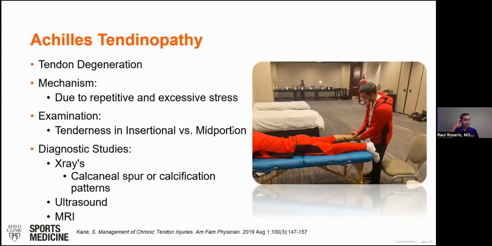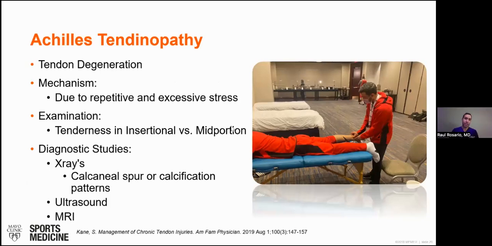Another thing that we can see is Achilles tendinopathy, which is a degeneration of the tendon. I'm not going to talk too much about this, but the important concept is to distinguish between mid-portion and insertional tendinopathy, because the treatment might be a little bit different. We can do x-rays, we can do ultrasound, we can do MRIs.